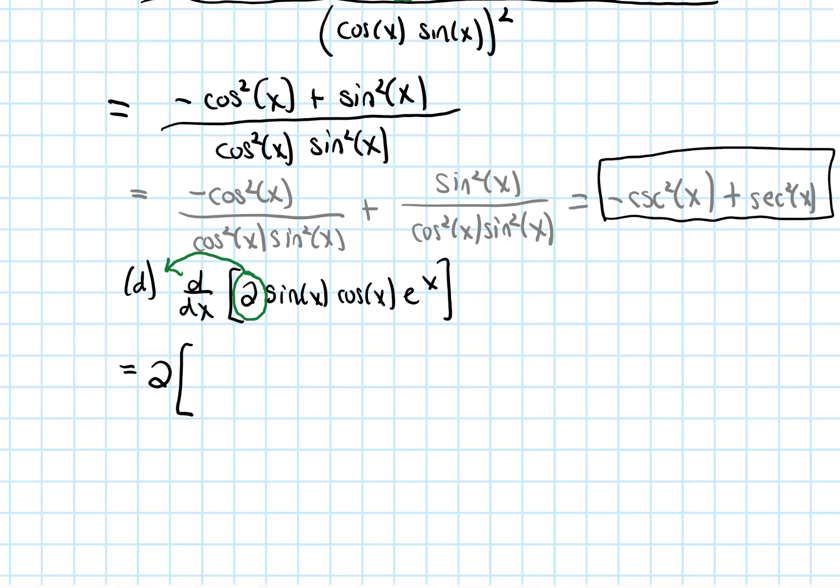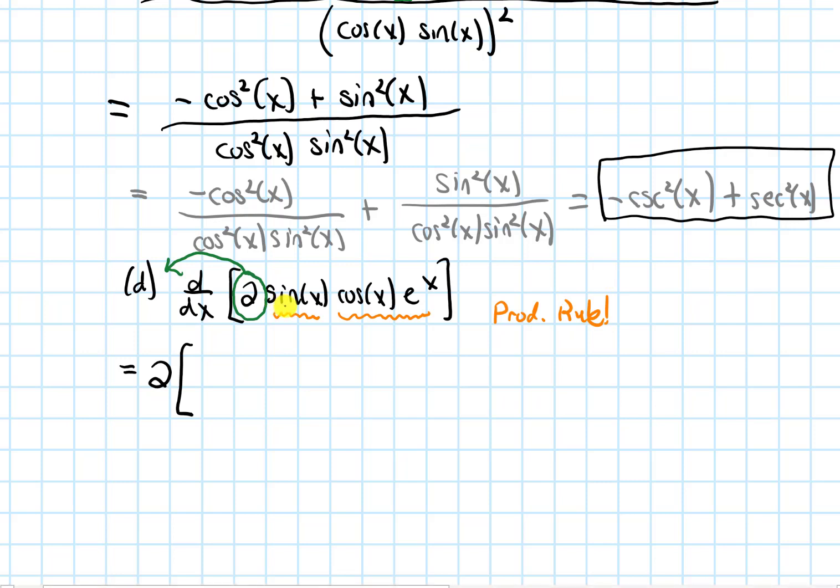So I actually have 3 functions multiplying each other here. What I'm going to do is think about one function as being its own unit, maybe sine x, and then the other functions combined as a unit. So cosine x e to the x is going to be my second function. This is going to allow me to use the product rule.